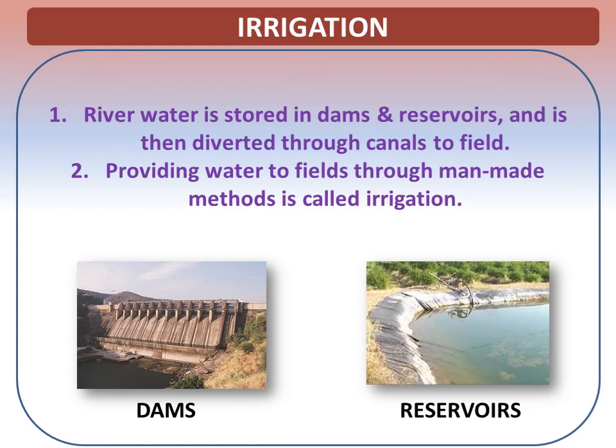Canals to fields. Providing water to fields through man-made methods is called irrigation. Drip irrigation is a method of irrigation that provides water to the plants drop by drop.